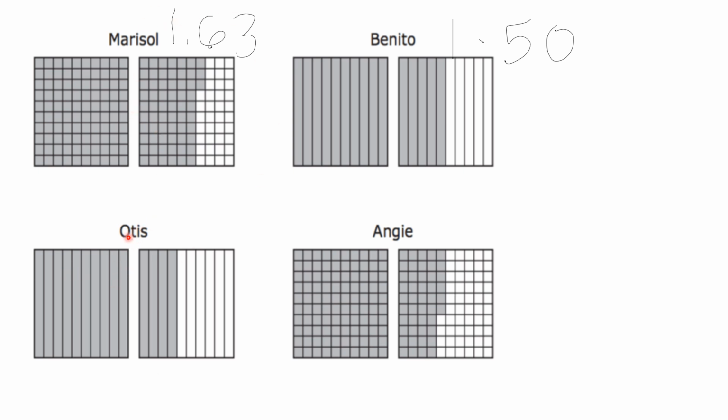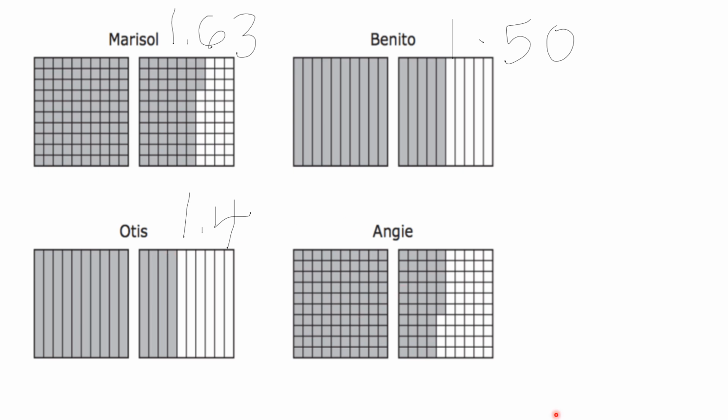Now let's look at Otis. Otis has one whole grid shaded, one flat shaded. Now we've got 1, 2, 3, 4 rods. So 1 and 4/10. All right, so Marisol's still in the lead. For right now, Benito's in second place. Otis is in third place.